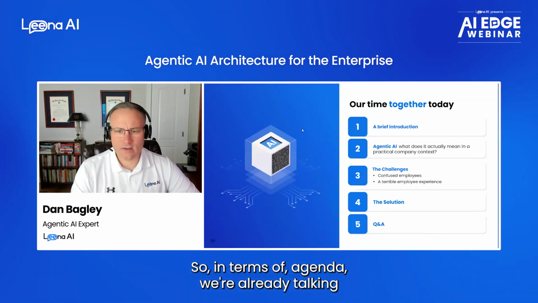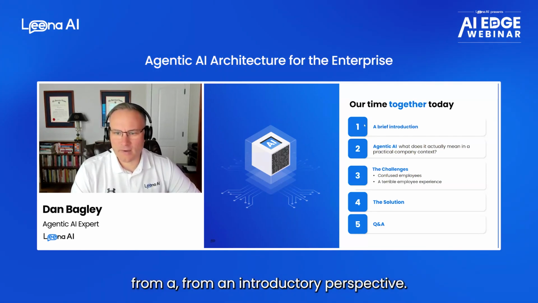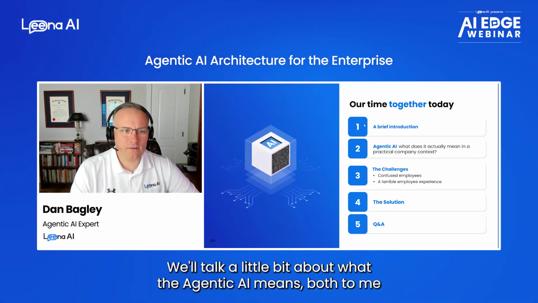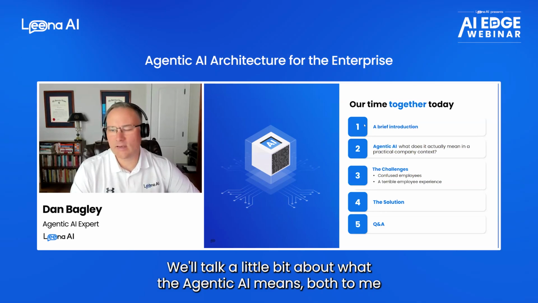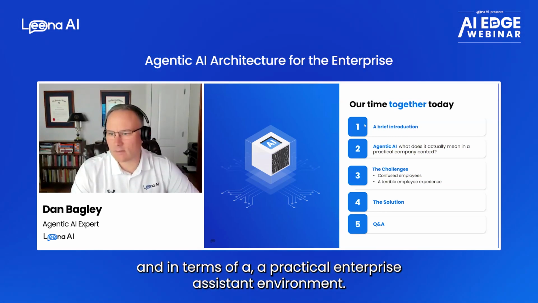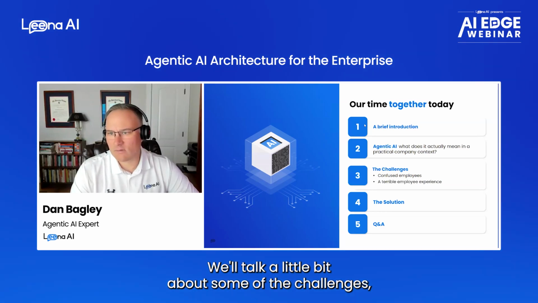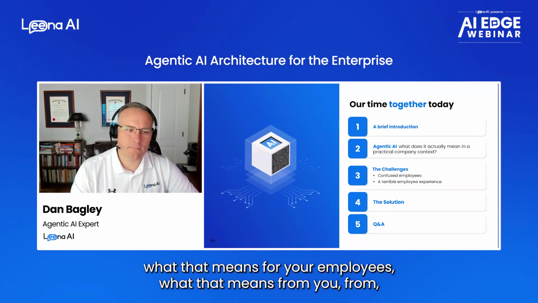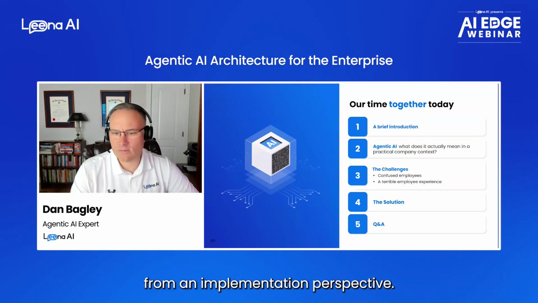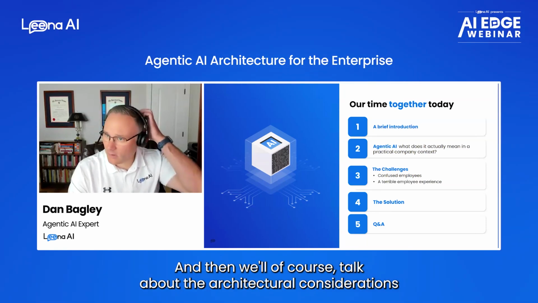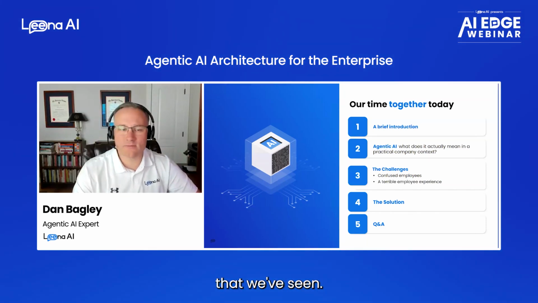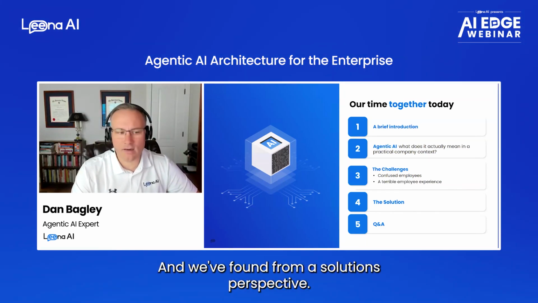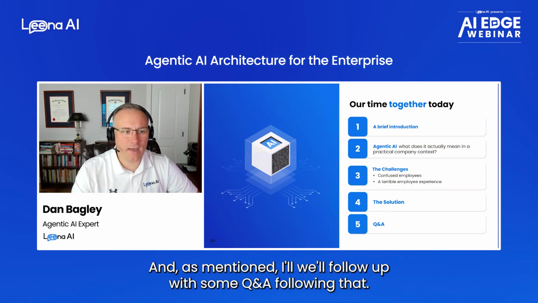In terms of agenda, we're already talking from an introductory perspective. We'll talk a little bit about what agentic AI means, both to me and in terms of a practical enterprise assistant environment. We'll talk a little bit about some of the challenges, what that means for your employees, what that means from an implementation perspective, and then we'll of course talk about the architectural considerations that we've seen and we've found from a solution team perspective. And as mentioned, we'll follow up with some Q&A following that.